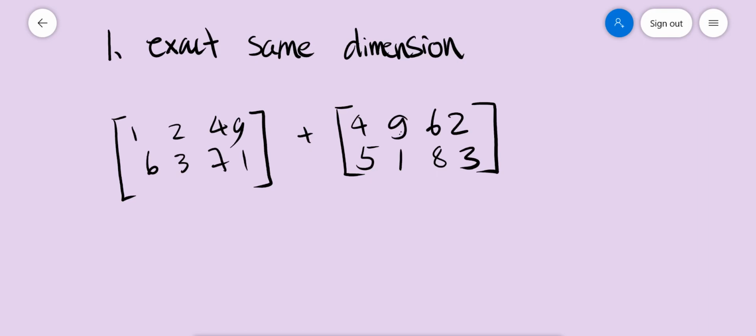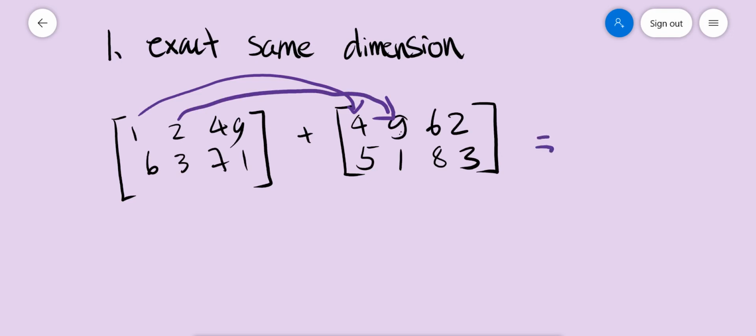Okay, so it's pretty simple. You just add them. Like the first row, first column for the first matrix, add the first row, first column of the second matrix, and the first row, second column add the first row, second column, and just like that, you just add those.